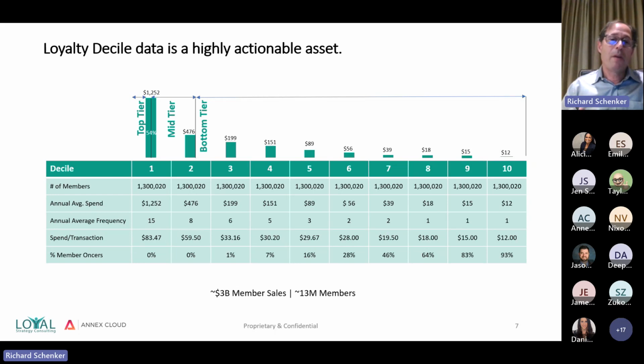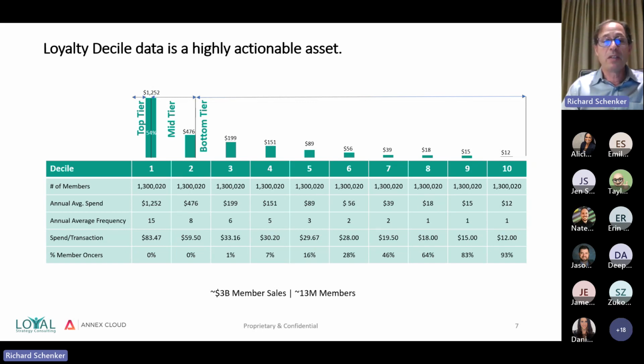This loyalty program also has a tier distribution. There's a top tier, a mid tier, and a bottom tier. You can see in the illustration here that the top tier is basically cut right in the middle of decile 1. So your very best customers make up the top 10%. Let's call it the top 5% of the membership base.